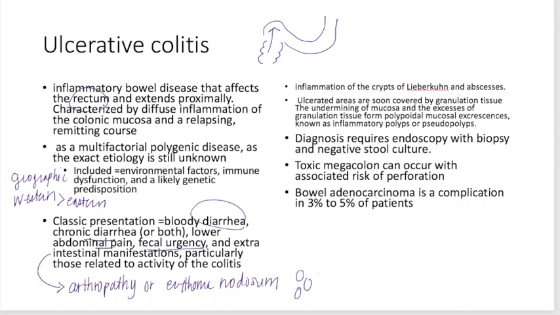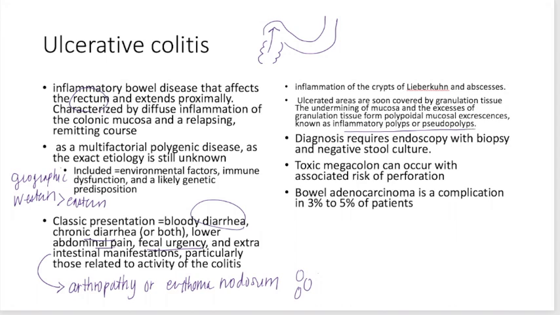So what happens is you have inflammation of the crypts of Lieberkühn, and then you have abscesses. The ulcerated areas are soon covered by granulation tissue, and this creates an undermining of the mucosa, and excesses of granulation tissue form polypoidal mucosal excrescences. These are known as inflammatory polyps or pseudopolyps.